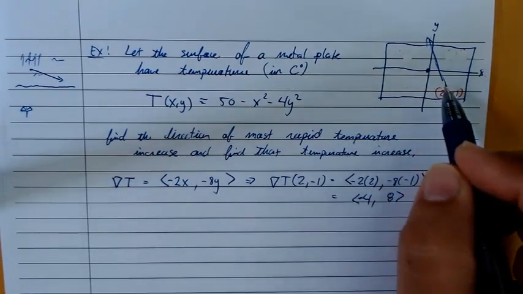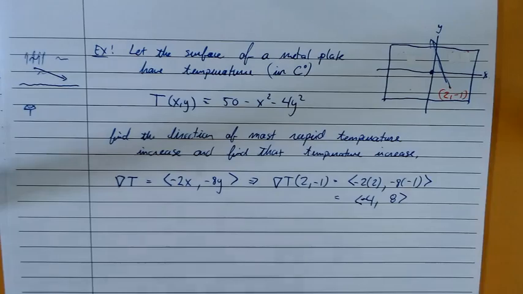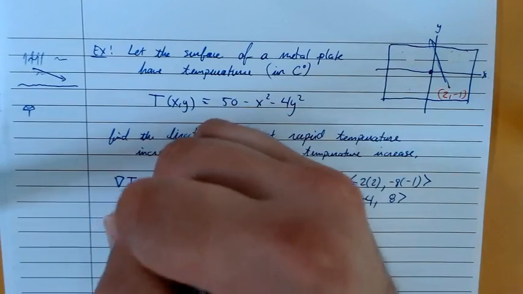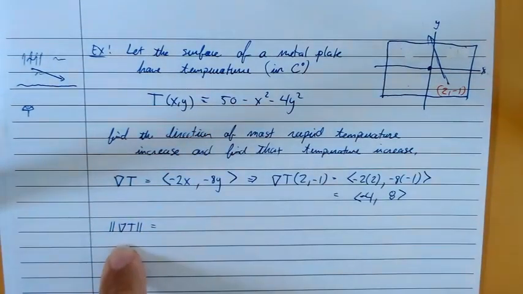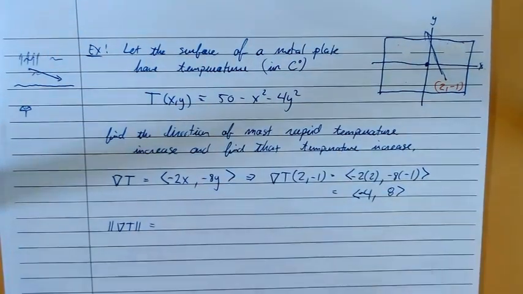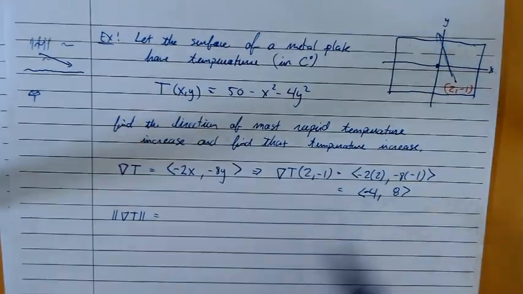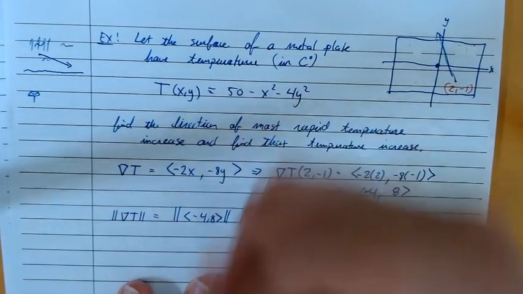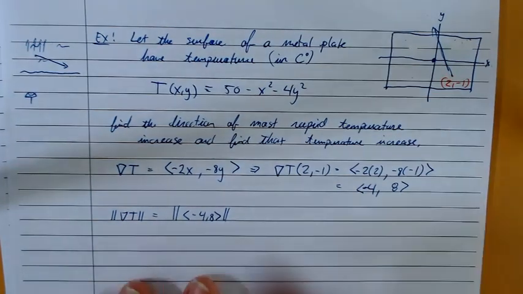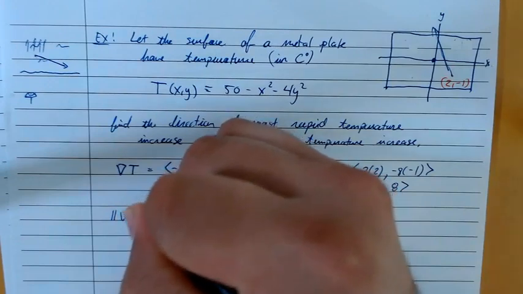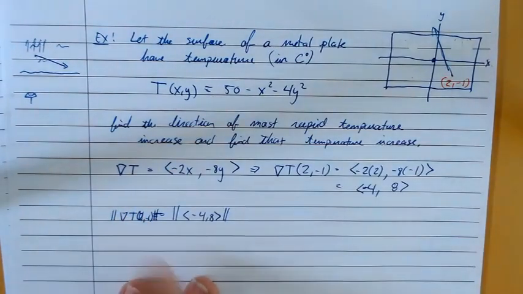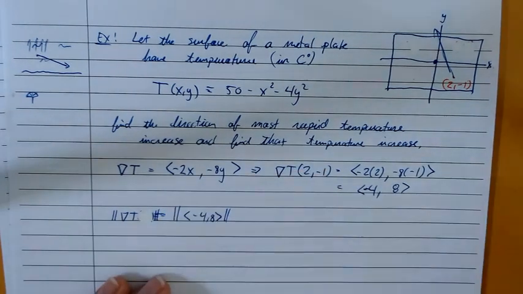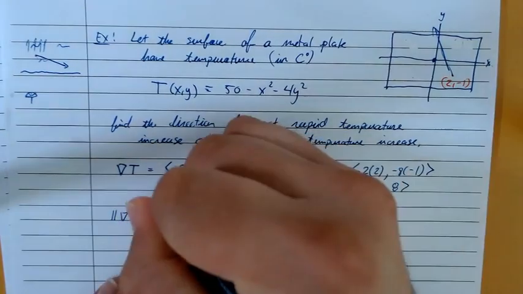Okay, well, we're looking for the temperature increase along the gradient, which, as we saw in our previous theorem, is simply going to be the magnitude of the gradient. So that means that we want the magnitude of the gradient of t, which is the magnitude of this vector here, negative 4, 8. Oh, I guess I should say the gradient of t at 2, negative 1. Specifically at that point. Here, we're not looking for the gradient of the function t in general. We're looking for it specifically where we have our point.